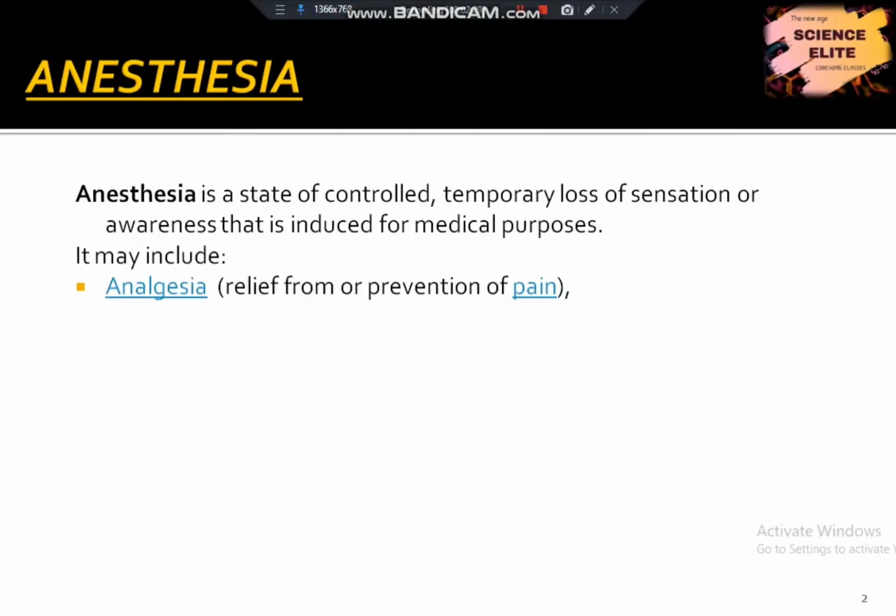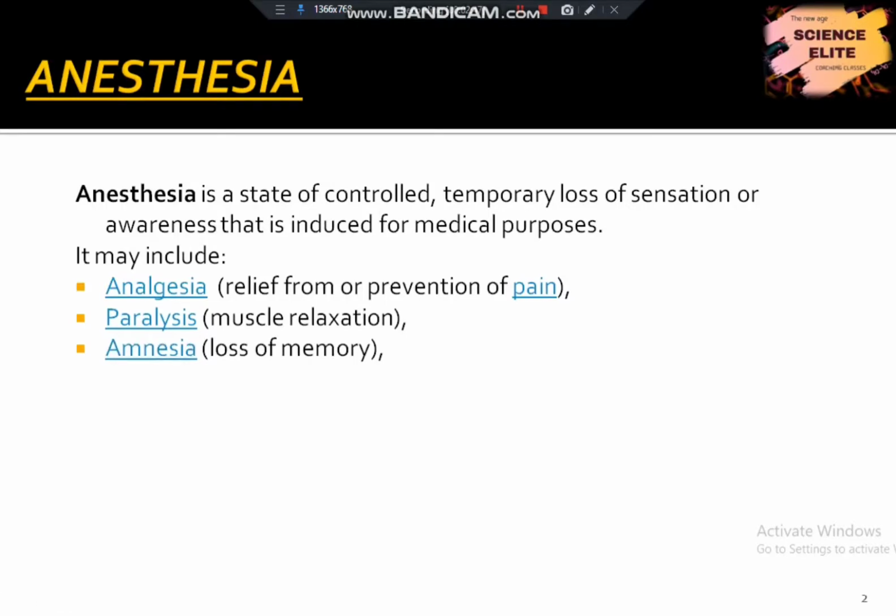Next, it will include the following points, like analgesia. Yes, when we give anesthesia to a patient, then the patient will be relieved from the sensations of pain, and that is particularly known as analgesia. Next is paralysis. Paralysis means muscle relaxation. Amnesia, loss of memory, as the patient should not retain any memories of a particular operation. So in that case, amnesia is also produced when anesthesia is injected.